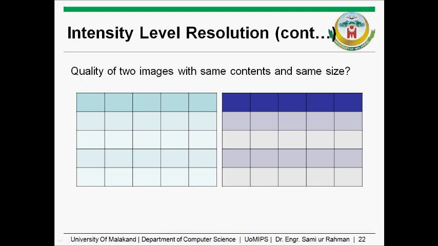There are 2 images. The number of pixels in both the images is the same, and the scene is also the same, and the lighting condition is also the same. So do you think that these images will be the same? How many of you think that these 2 images will be exactly the same? Can you raise your hands?